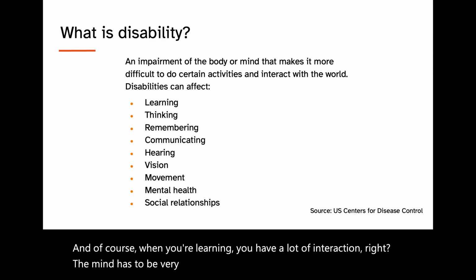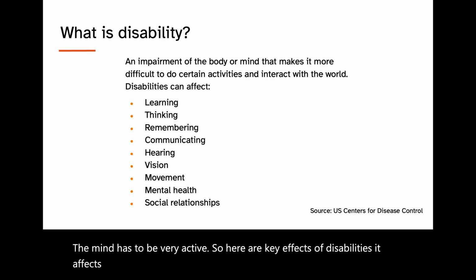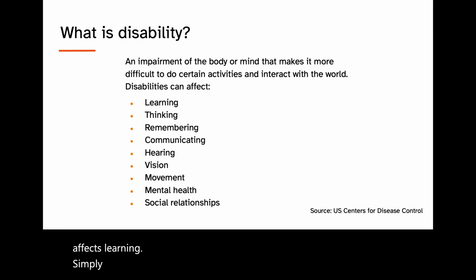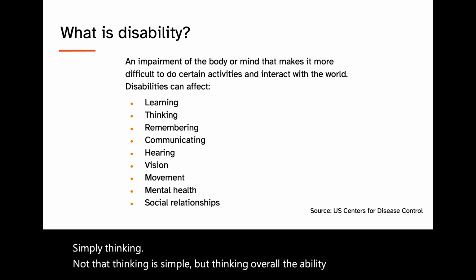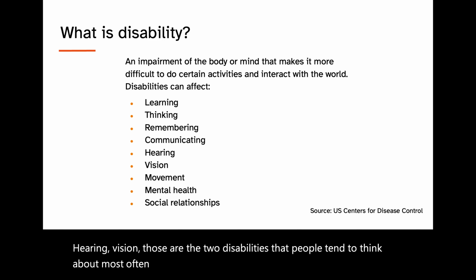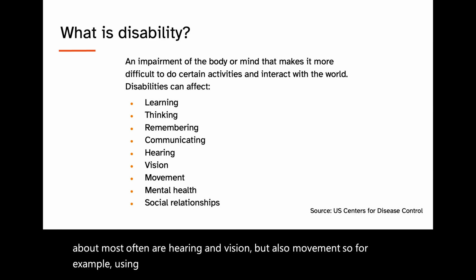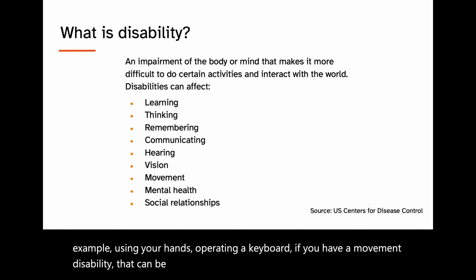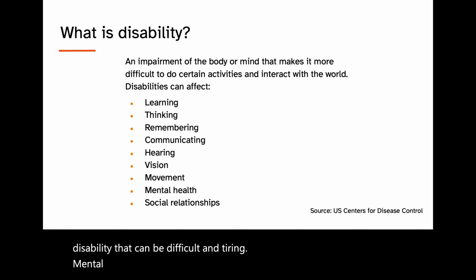So here are key effects of disabilities. It affects learning, simply thinking, not that thinking is simple, but thinking overall, the ability to remember, communicating, hearing, vision. Those are the two disabilities that people tend to think about most often, hearing and vision, but also movement. So for example, using your hands, operating a keyboard, if you have a movement disability, that can be difficult and tiring. Mental health and social relationships.